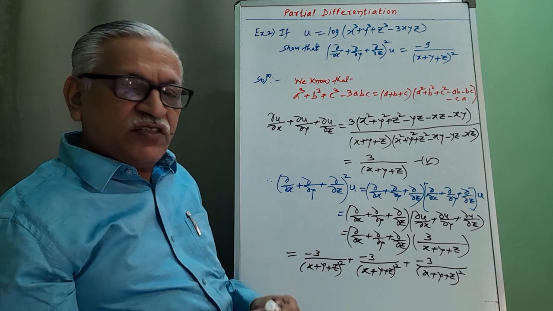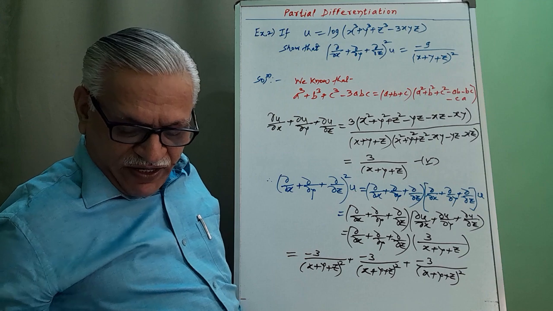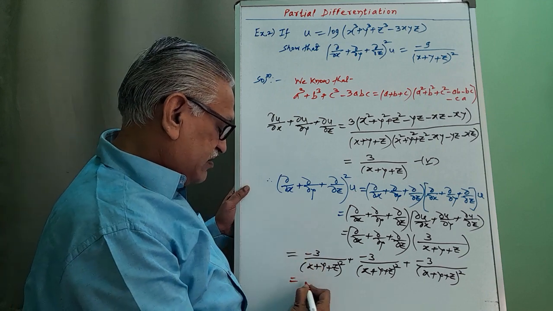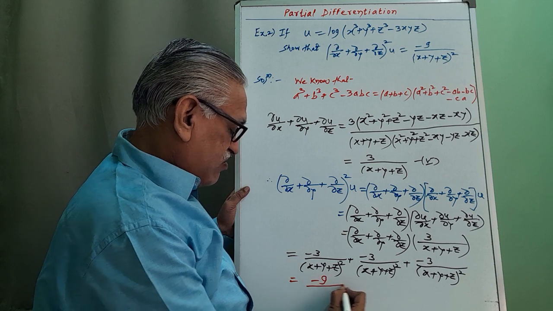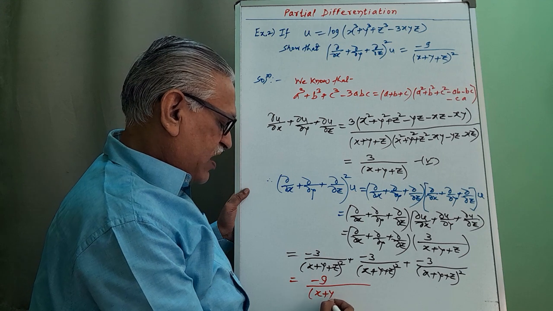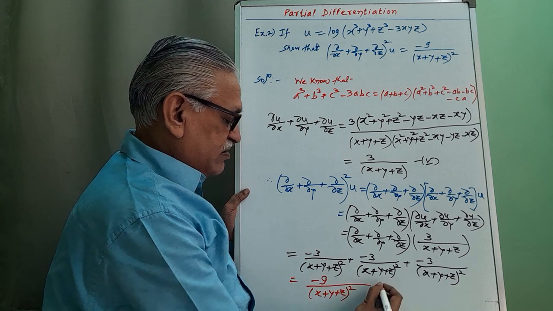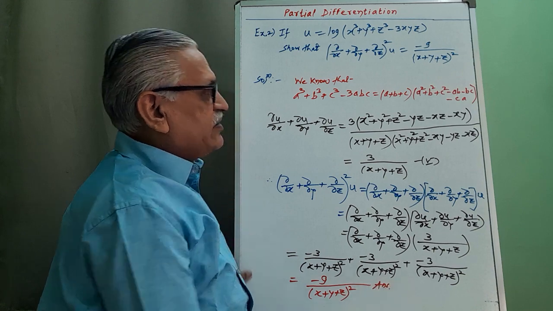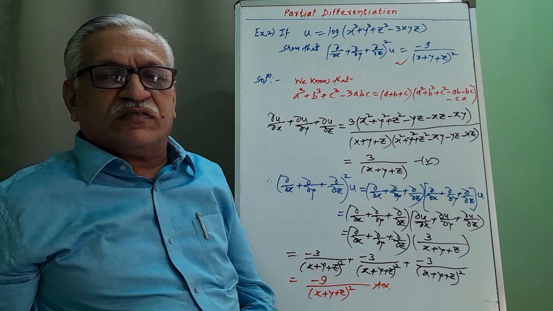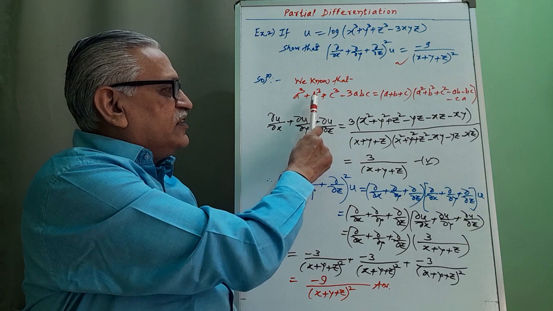And therefore, adding all these three terms, minus 3 plus minus 3 plus minus 3, we get that value as minus 9 whole divided by (x plus y plus z) whole square as the required answer or the required result. Important one is this formula here.